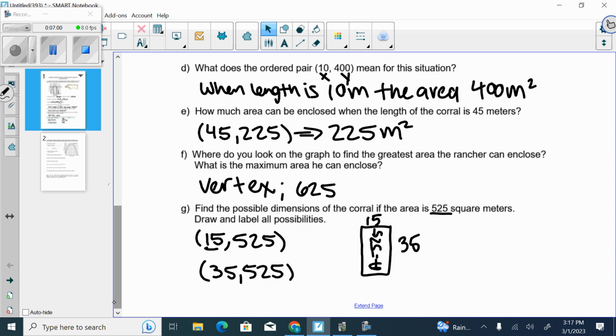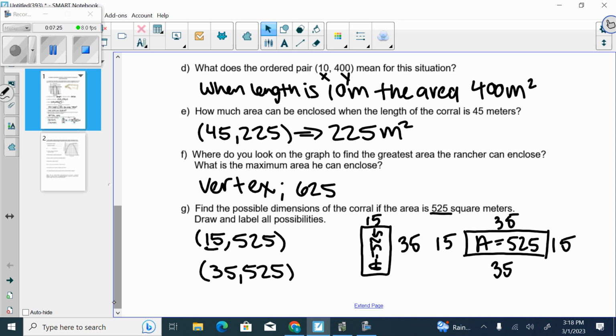My other scenario is where the length is 35, right? So now these sides are my 35s, and my width is the short side. So now the width would be the 15s. And we still get that area of 525. All right, we got one more picture to look at.